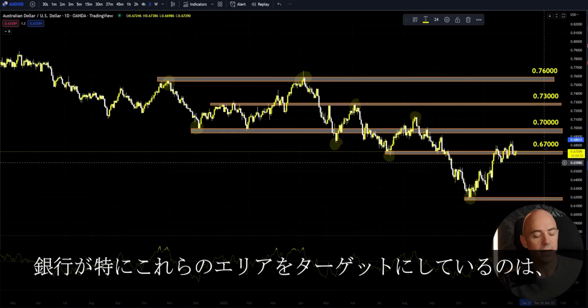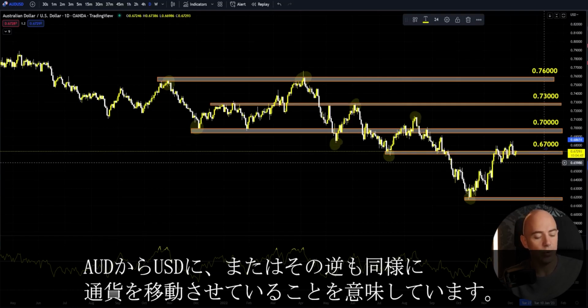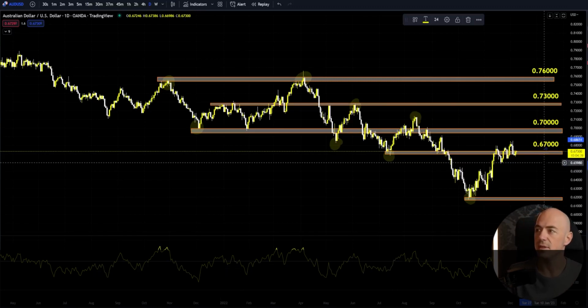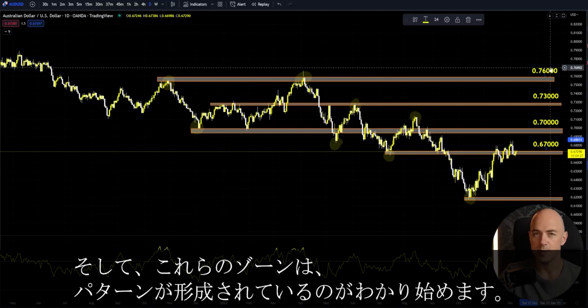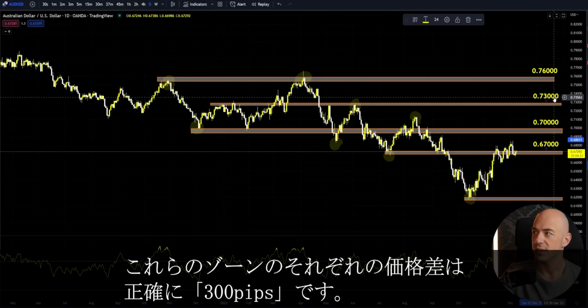The reason why price spikes from these areas is that they are known as major bank levels, meaning that banks are targeting these areas specifically because they are dumping a large sum of money transferring moving currencies from Australian dollar to US dollar or vice versa at these specific levels. And you can start seeing patterns being formed at these areas. Some of you guys have already noticed, but the difference between every one of these is 300 pips exactly.